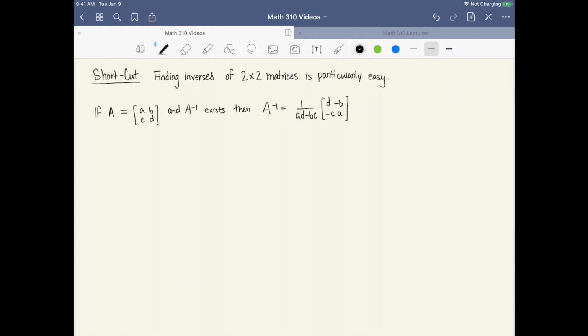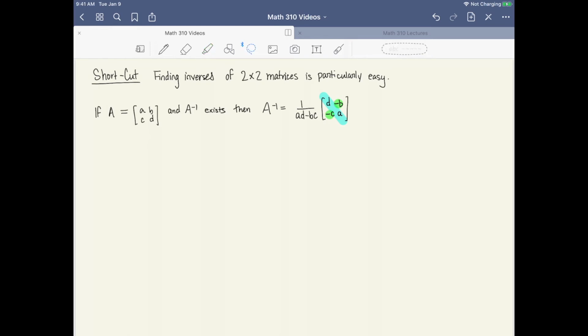Finding inverses of 2 by 2 matrices is really easy. If you have a 2 by 2 matrix, A, B, C, D, and A inverse exists, then A inverse is 1 over the quantity AD minus BC times, that's a scalar, times the matrix D, minus B, minus C, A. This is the formula, and you should memorize it. It might be helpful to remember that for the entries along the diagonal, they've been flipped. The A goes to where D was, and the D goes to where A was. The entries off the diagonal stay put, but they get negative signs.